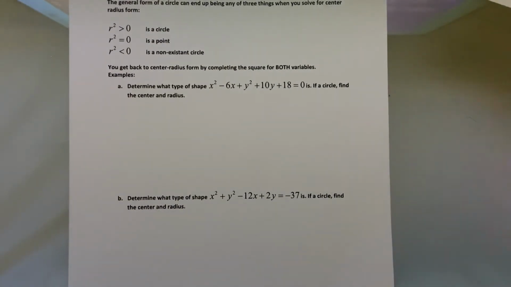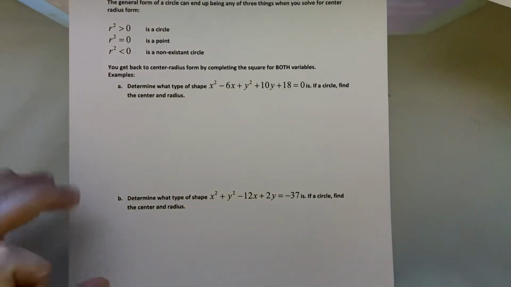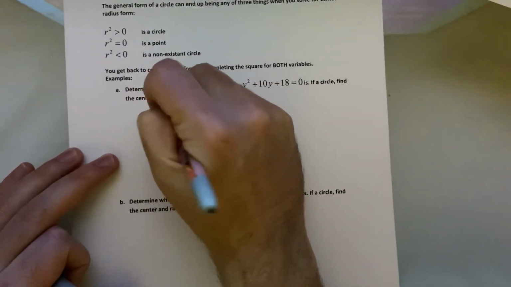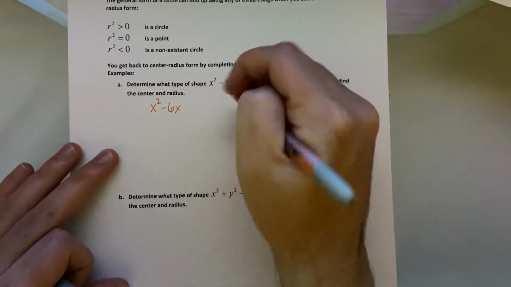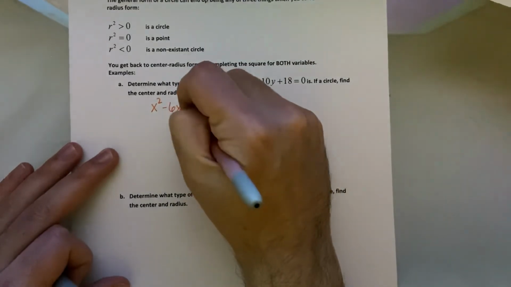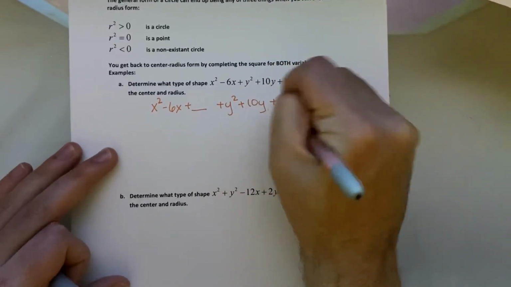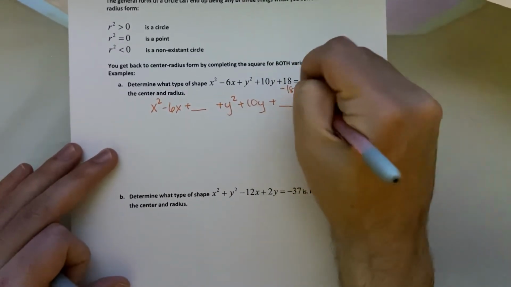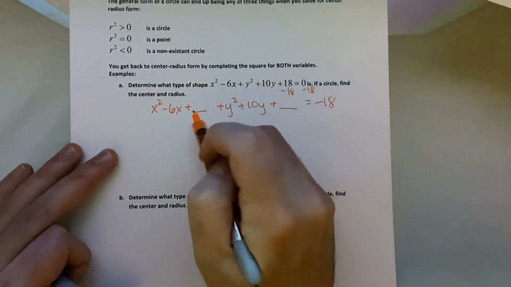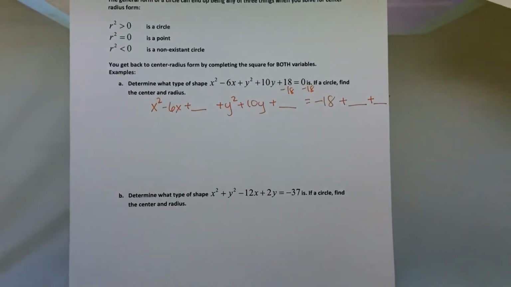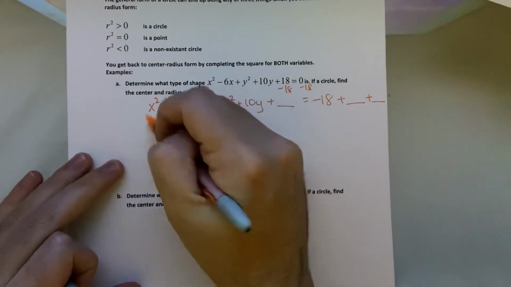So determine what type of shape x² - 6x + y² + 10y + 18 = 0 is. If it's a circle, find the center and radius. Okay, so move the constant over first and collect your x and y terms. Once I have my two x terms collected, this is where I'll leave a blank for completing the square. Y terms collected, leave a blank here. When I subtract 18 to the other side, it's now a negative 18. If I have two blanks on the left side, I need two blanks on the right side to deal with that. And I'd complete the square for x.